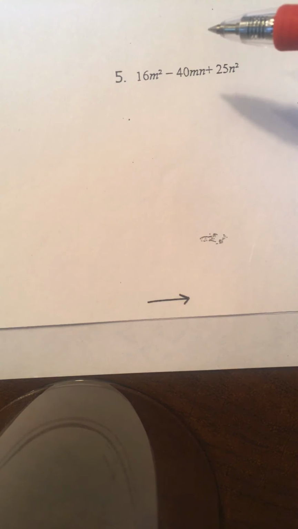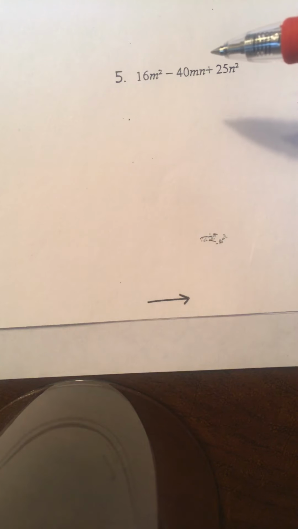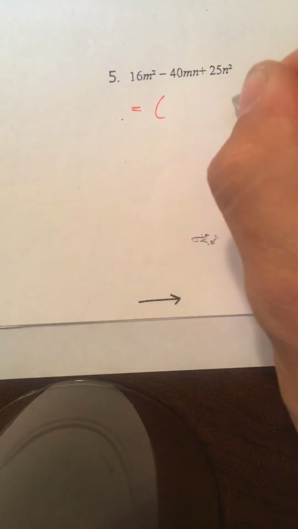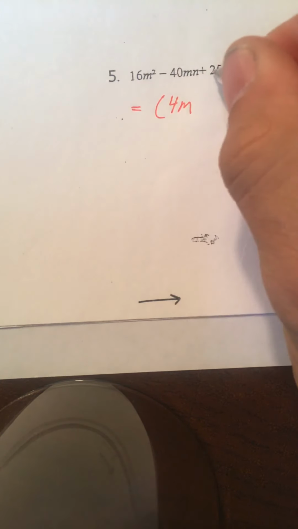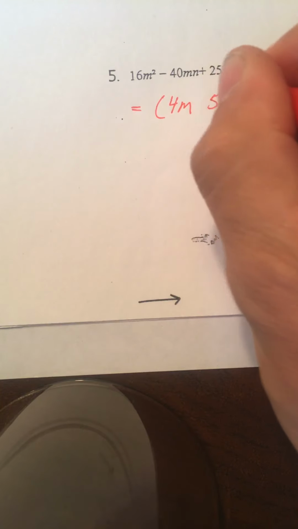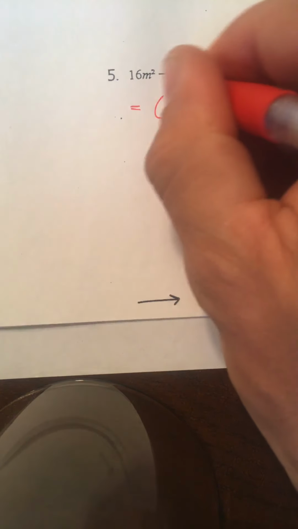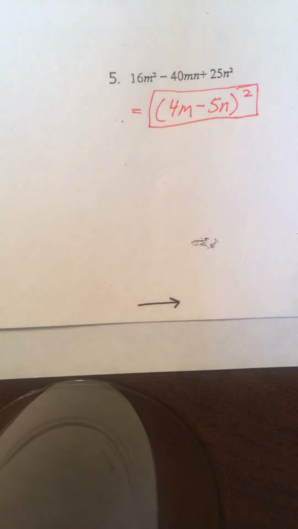Okay? One more. I'll give you a second if you want to give it a shot. Just make sure it's a PST. If it's not, we wouldn't be able to use this technique. And this does look like it's a PST. So we're going to factor this down to a binomial squared. 16m squared is a perfect square of 4m. 25n squared is a perfect square of 5n. And this sign combination would be as such.